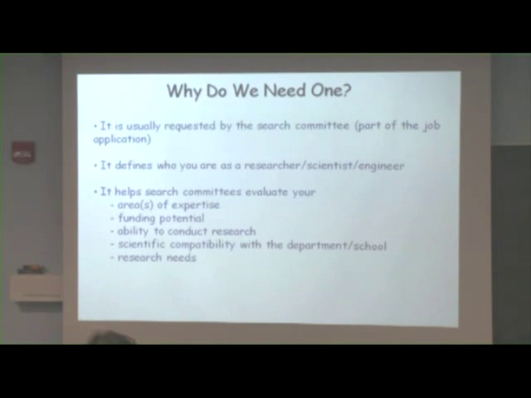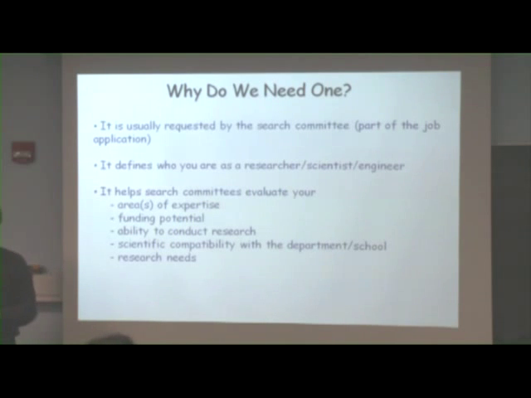And it helps the committee evaluate 5 things about yourself. 1, your areas of expertise. Are you a cell biologist? Are you a molecular biologist? Are you a theoretical physicist? Are you an observational astronomer? What are you? Okay? So that's your area of expertise.